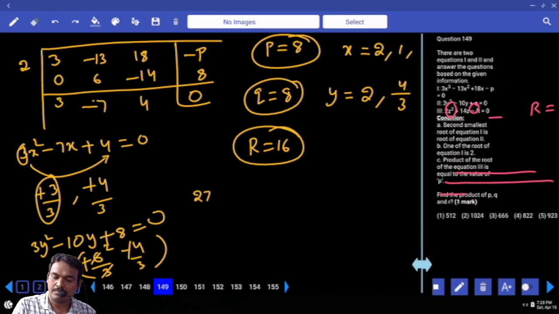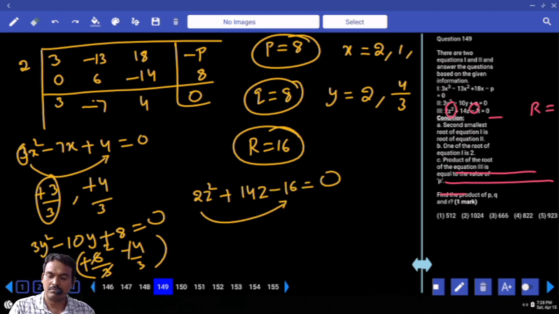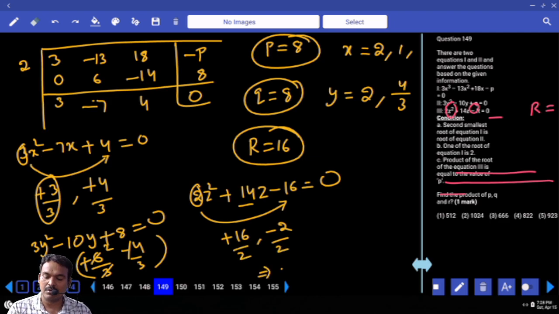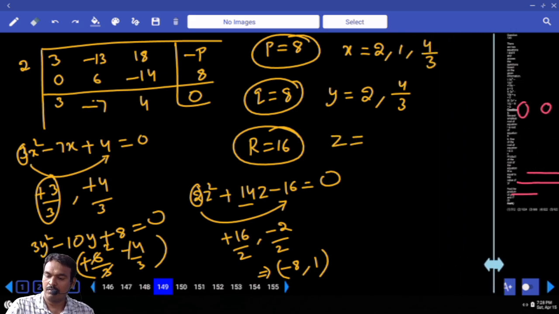2z square plus 14z minus 16 equal to 0. 2 into 16 is 32, minus 32. But sum is how much? Plus 14. One is plus 16, another one minus 2. Coefficient of z square is 2. Each one is divided by 2. Plus 16 by 2 means plus 8, and minus 2 by 2 means minus 1. Yes or no? What are the z roots? One is minus 8, another one plus 1.